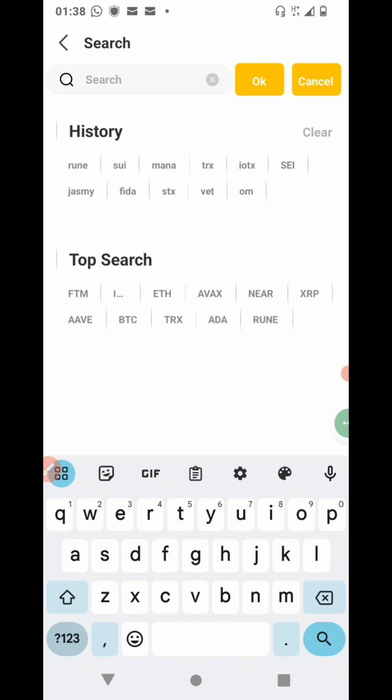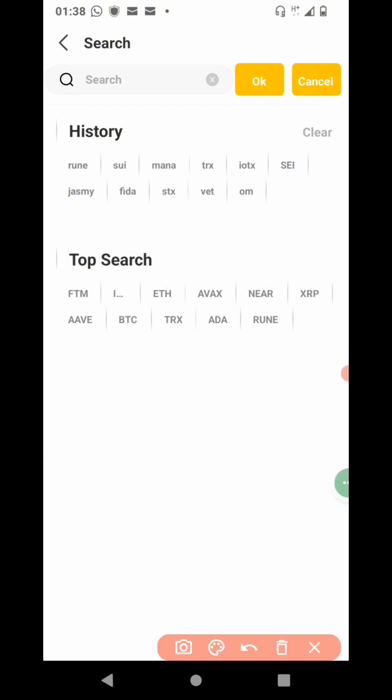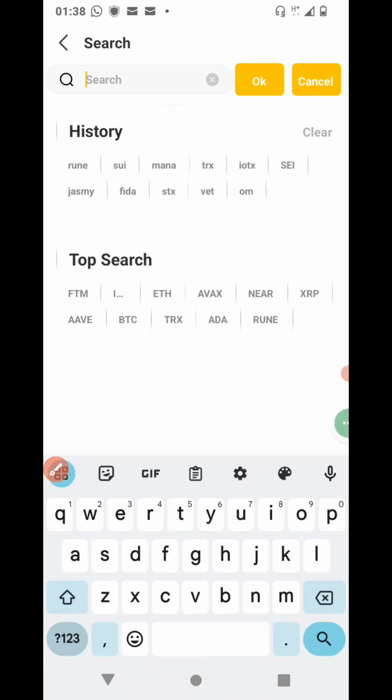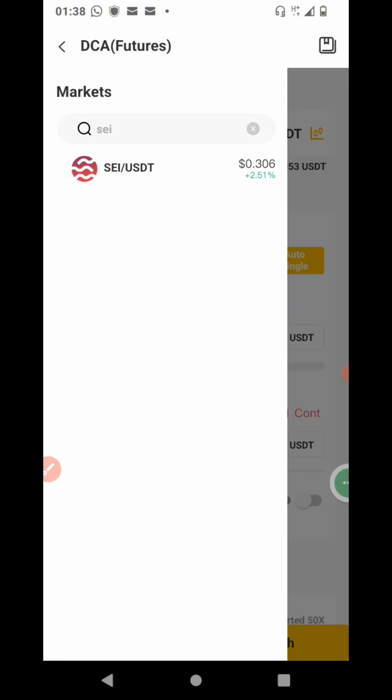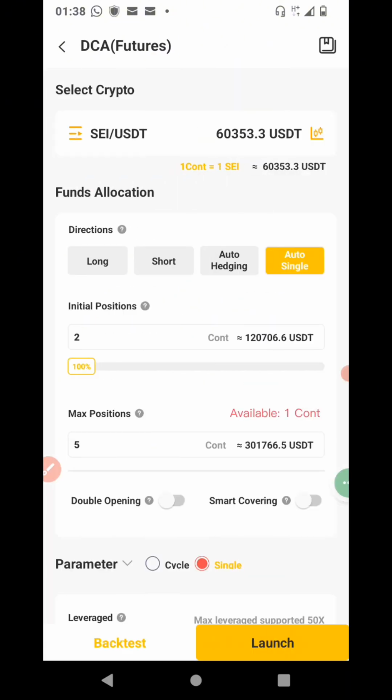Let me trade SEI. You can see in my history I've already searched it before. Otherwise you can type it here. Let me type it for the sake of clarity: SEI. All right, I click on OK. It opens up really nicely. I click on it and boom, there we go.